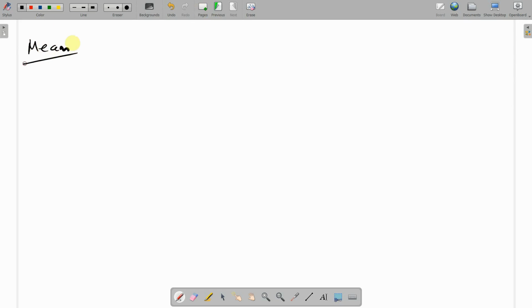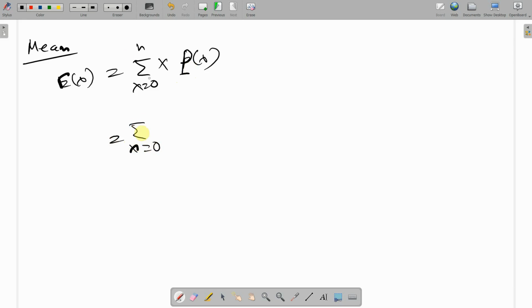लिखना चालू करो. How to calculate mean? Mean equals to E(X), X equals to 0 to n, x into P(x). Okay, this is capital P. P means probability. So x equals to 0 to n. Okay, then you can write x. This one is nCx p to the power x q to the power n minus x.